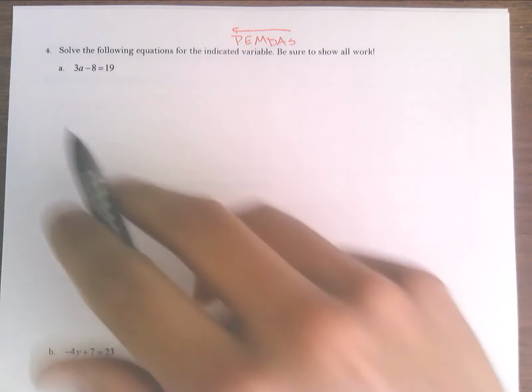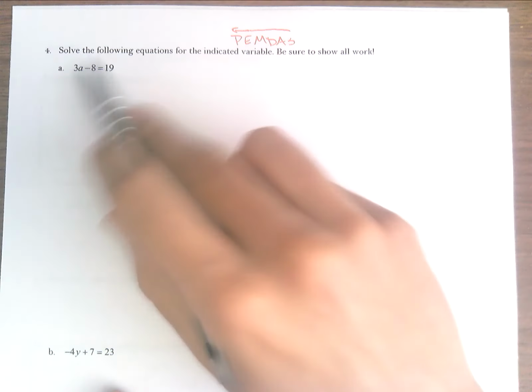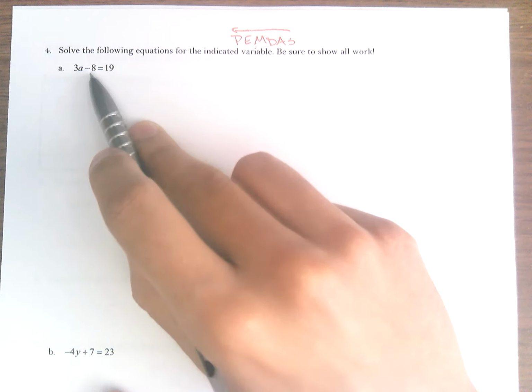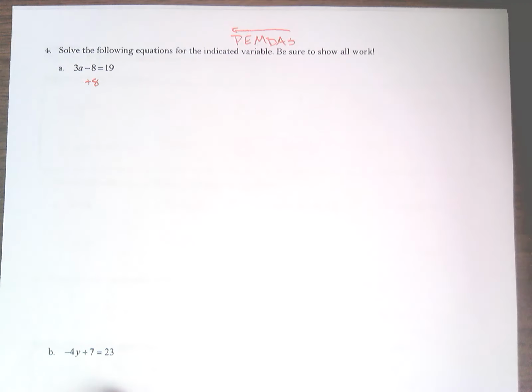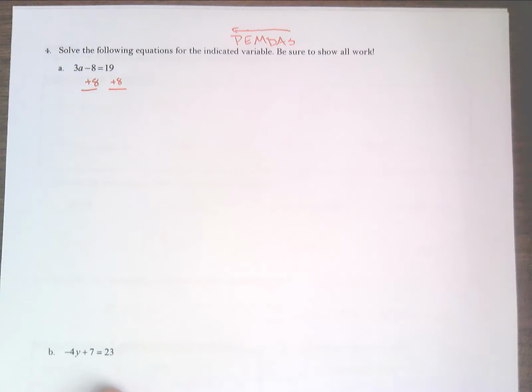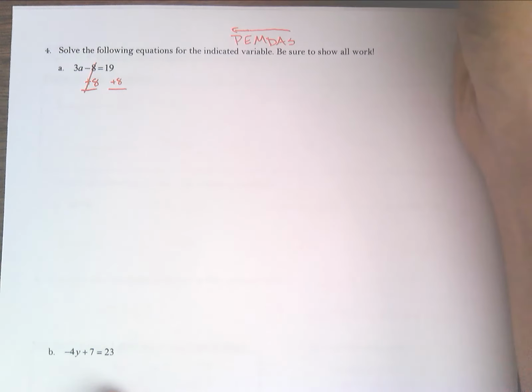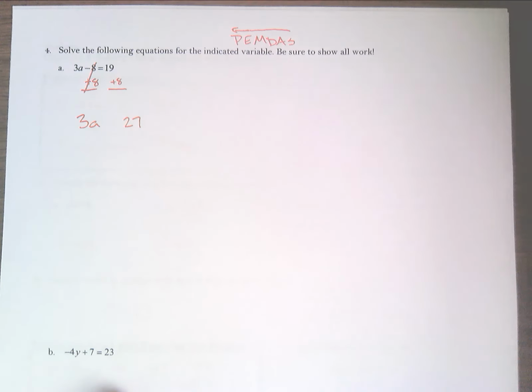So looking at this here, starting with addition or subtraction, do we have any addition or subtraction? I see we have -8. Now remember, in order to solve, we have to do the opposite of what's in the equation. So instead of -8, we're going to do +8. And if we do +8 to the left-hand side, we have to do +8 to the right-hand side. The -8 and the +8 cancel, so all that's left is 3a. On the right-hand side, we have 19 plus 8. Well, 19 plus 8 is 27. And we bring down our equal sign.